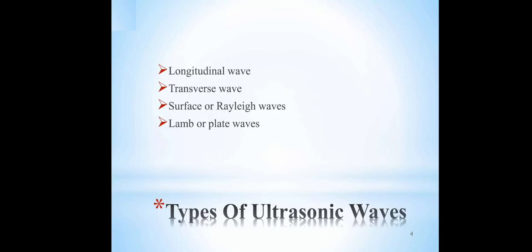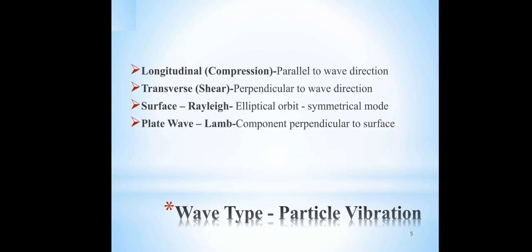Types of ultrasonic wave: longitudinal wave, transverse wave, surface or Rayleigh wave, and lamb or plate wave. Wave type and particle vibration: the longitudinal wave travels the fastest of the wave modes and is commonly used in the ultrasonic testing method. In a longitudinal wave, particle motion in the medium is parallel to the direction of the wave front.